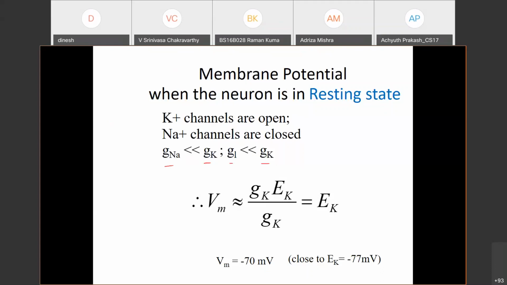So EK is a negative value, minus 77 millivolts, but this is an approximate formula, and actually Vm tends to be about minus 70 millivolts. It's a resting potential. So the resting potential is dominated by the open potassium channels, and the fact that there are lots of open potassium channels and a few sodium channels.